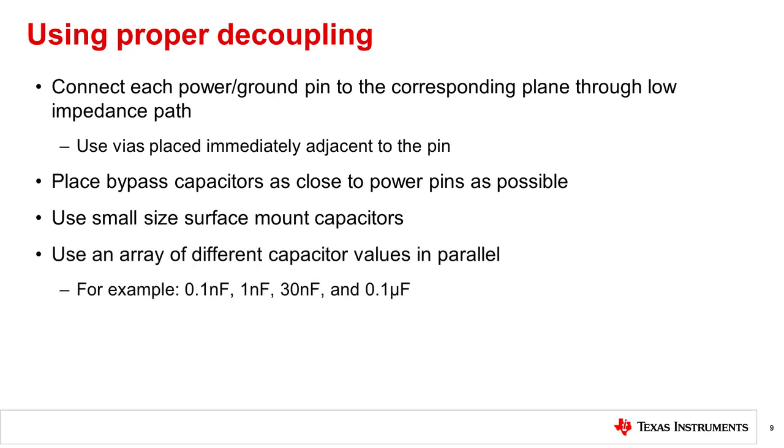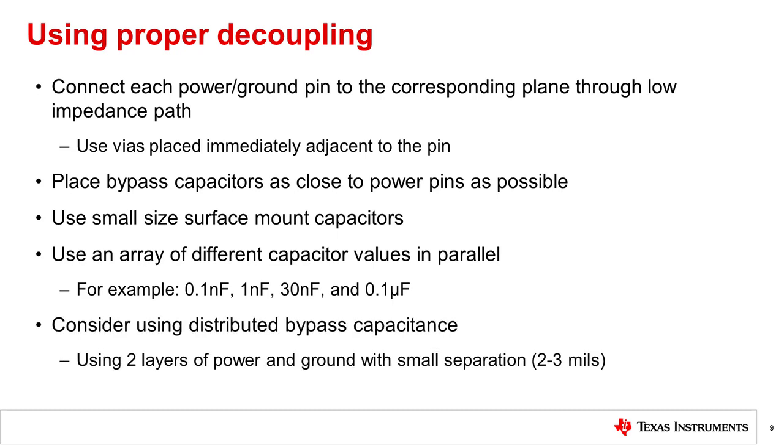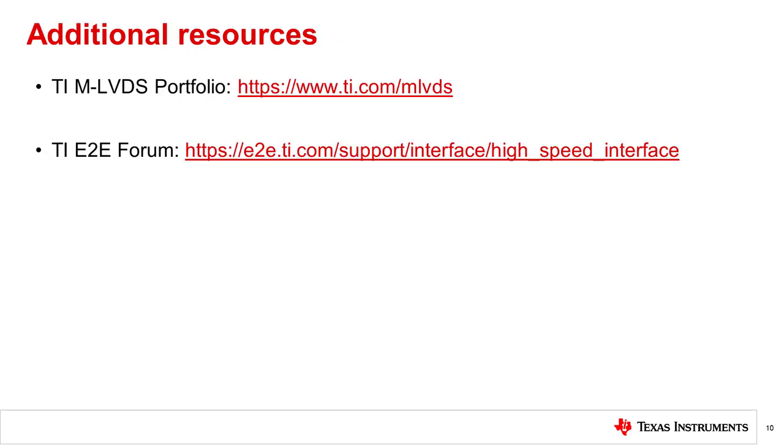Use an array of different capacitor values in parallel to extend the operating frequency range. An even more effective solution for decoupling is to use distributed bypass capacitance built using 2 layers of power and ground with small separation of 2 to 3 mils.